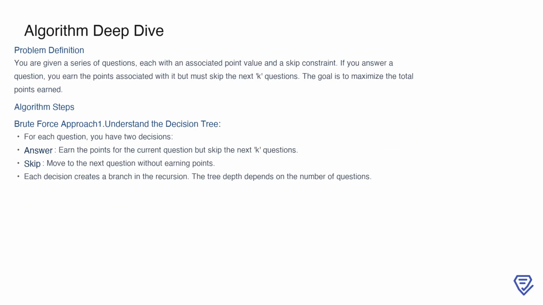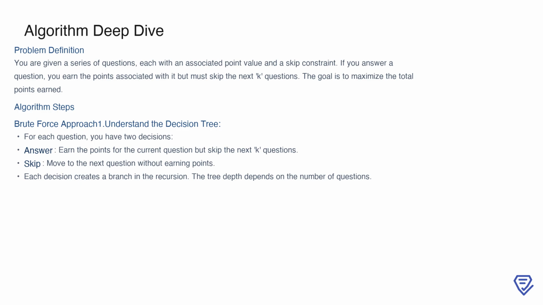In this problem, we are tasked with maximizing the total points we can earn by answering a series of questions. Each question has a specific point value, and if we choose to answer a question, we are required to skip the next k questions. This creates a decision-making process where, for every question, we need to decide whether to answer it or skip it. To understand this, we can visualize it as a decision tree.